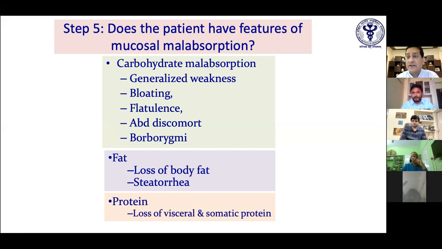And protein, we divide into two: visceral protein and somatic protein. Somatic protein is the body protein, muscle mass. Visceral protein is albumin. Low albumin means edema or ascites.